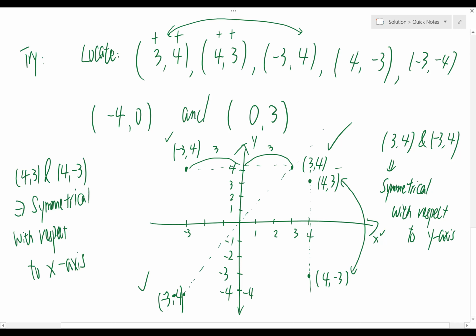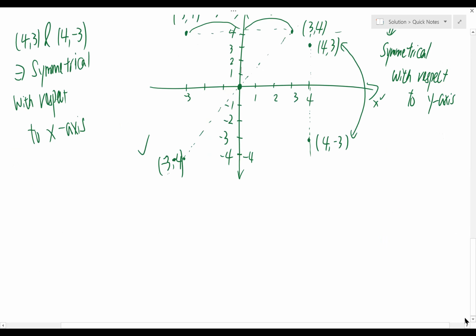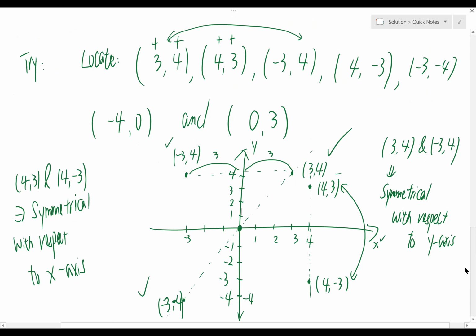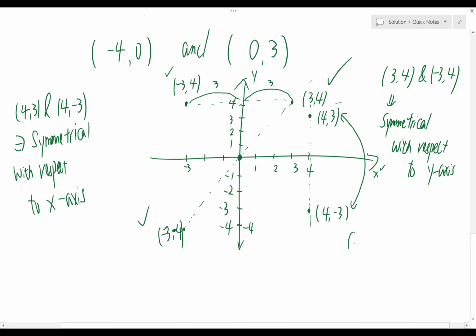And what do you think? Are they symmetrical? Should be, right? Very good. They are actually. They are symmetrical with respect to the origin, right? So this is origin symmetry. So this is another thing about these two special ordered pairs, (3, 4) and (-3, -4). They are symmetrical with respect to the origin.